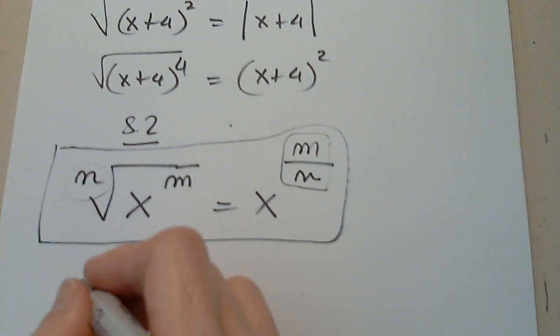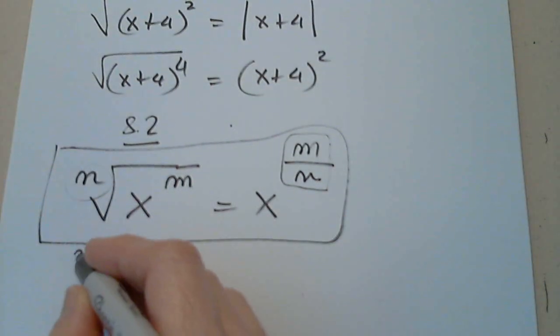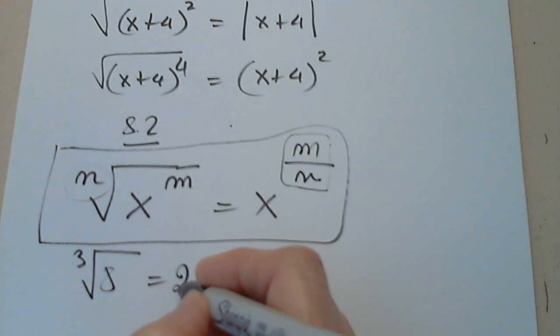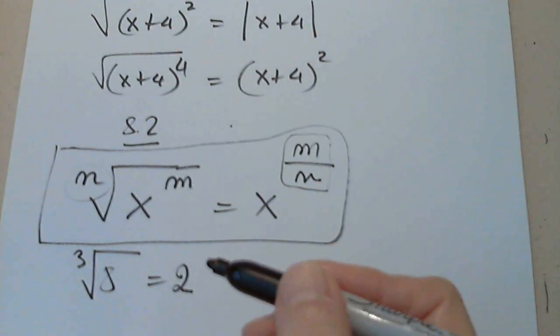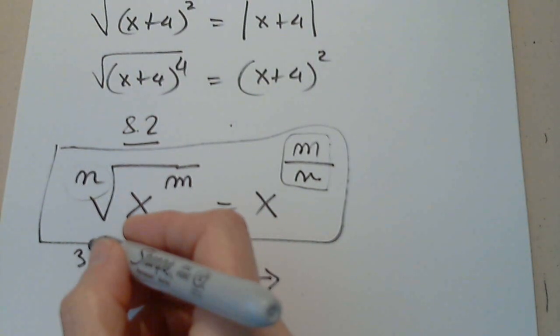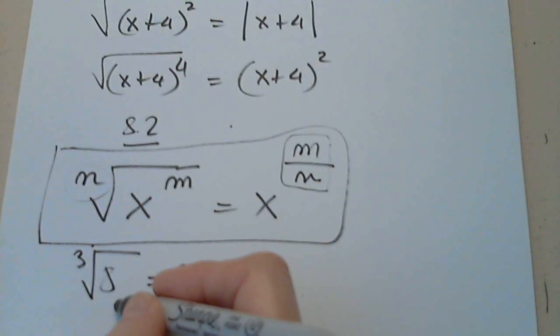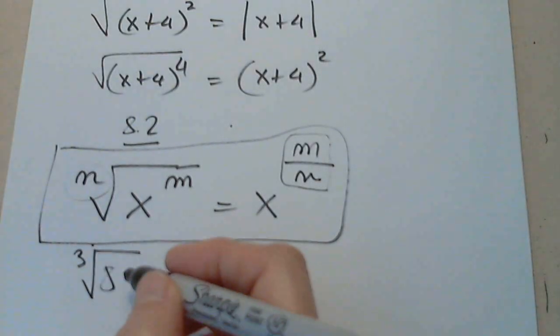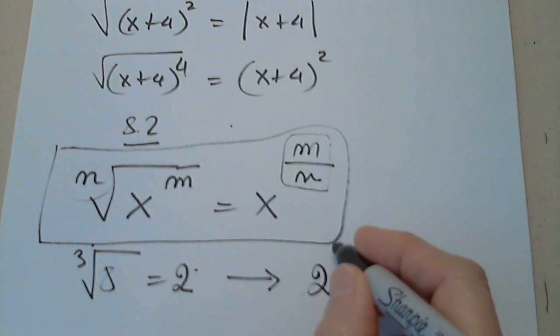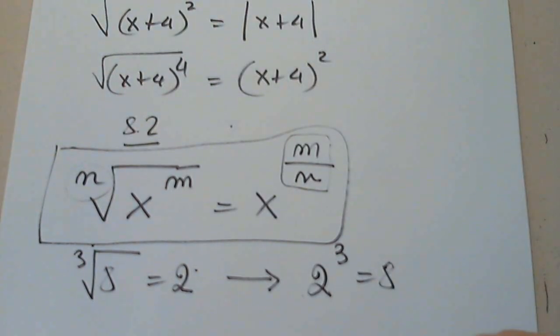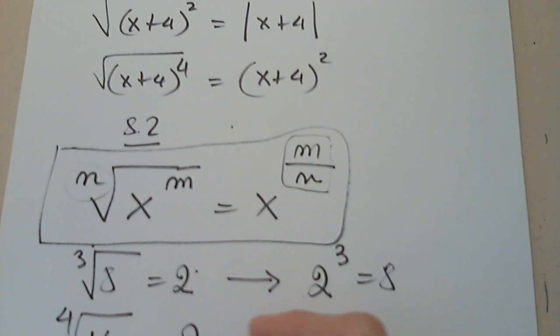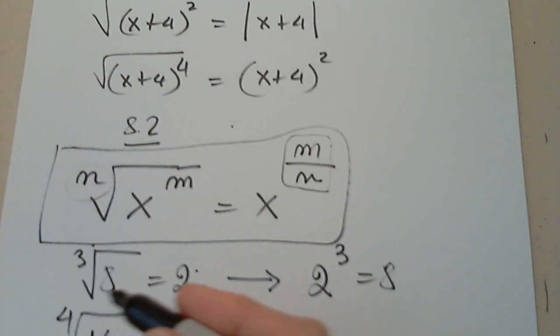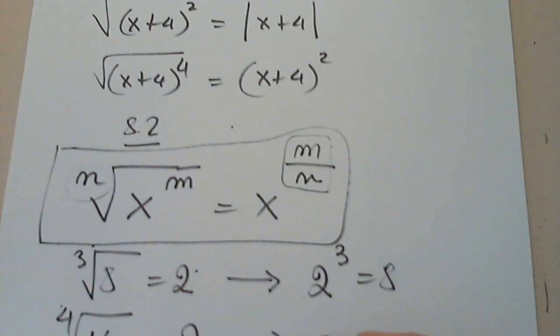So let's talk a little bit about the cube root. The cube root of 8 is 2. Why? Because 2 raised to this power is 8. So the cube root of 8 is 2 because 2 to the third is 8. Let's say the fourth root of 16 is also 2. Why? Because 2 raised to the fourth power is 16.